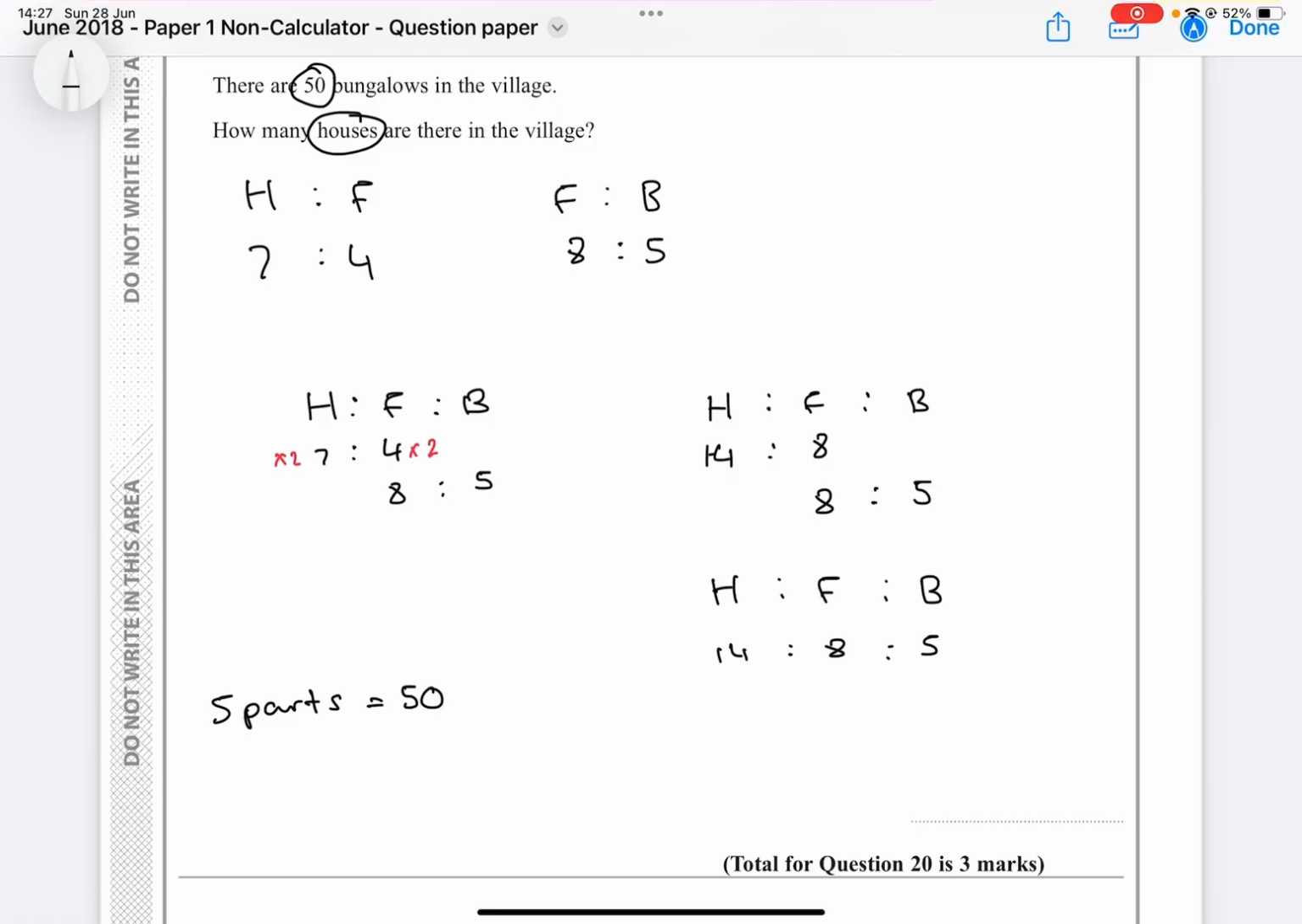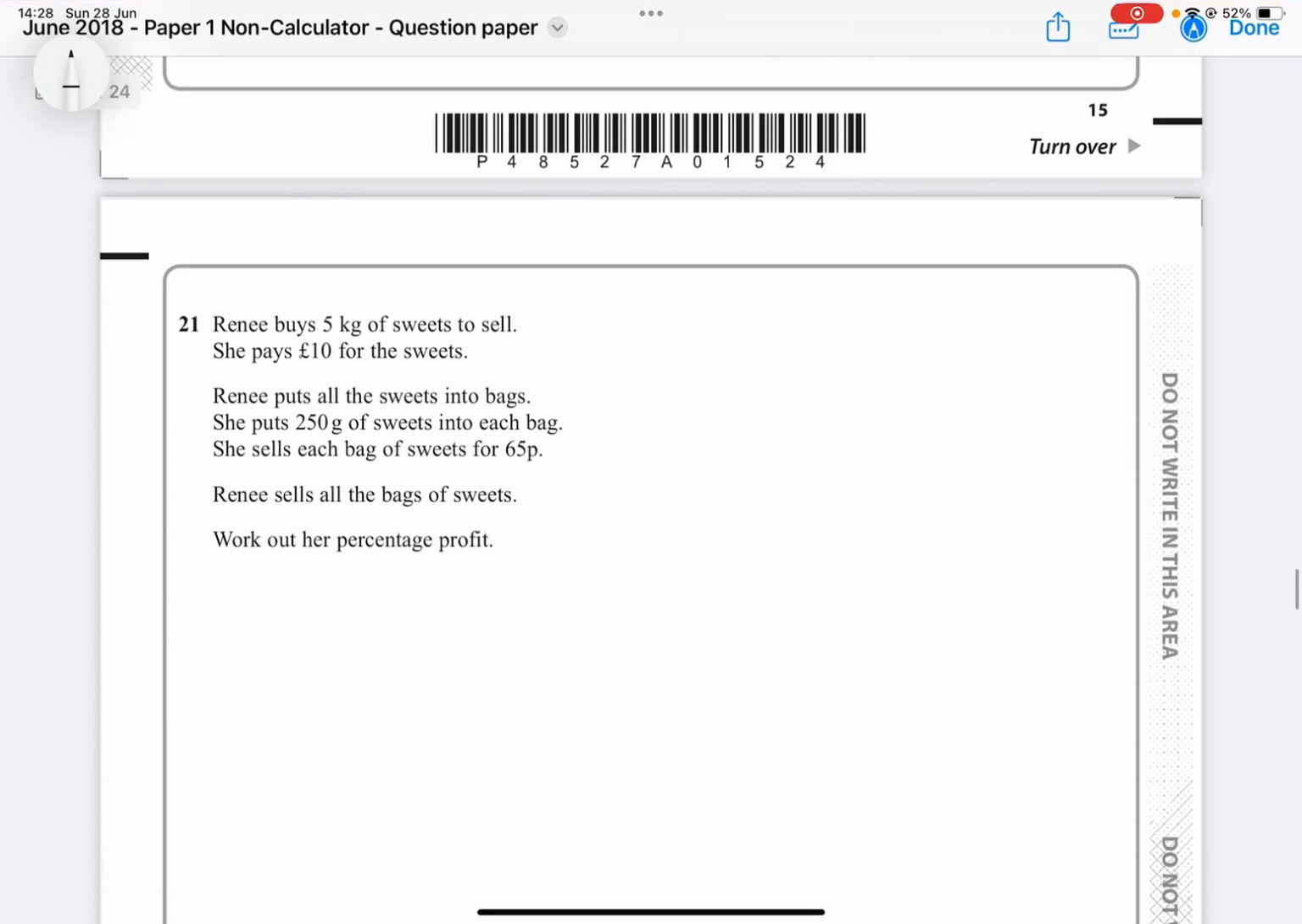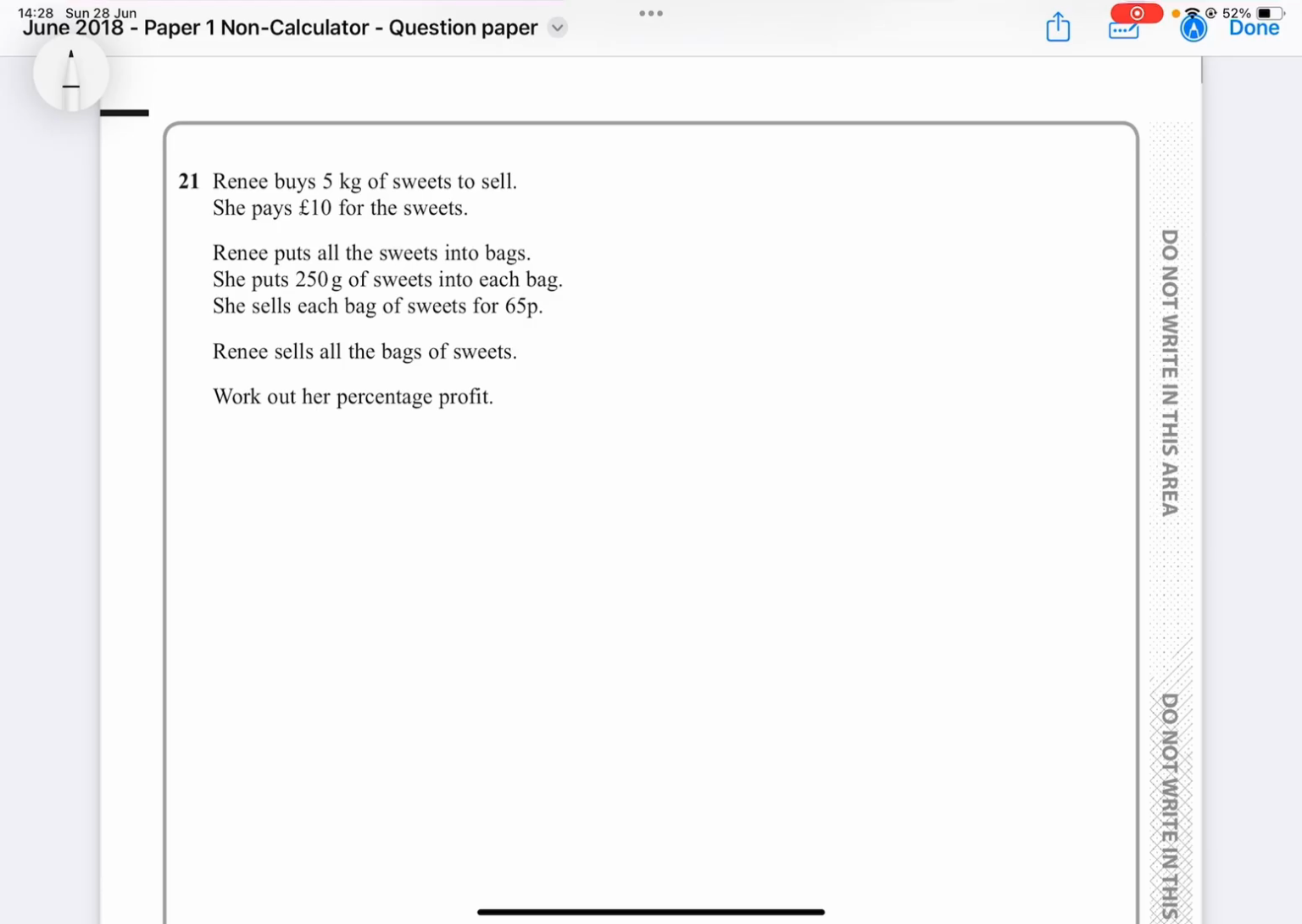So what I'm going to do, I'm just going to work out one part first. So I'm going to divide by 5 to get one part. So I can divide by 5 over here, and that will give me 10. So one part is equal to 10. So if I want 14 parts, I'm just going to multiply by 14, so that gives me 140. So that means there are 140 houses, and that is your answer. Question 21.